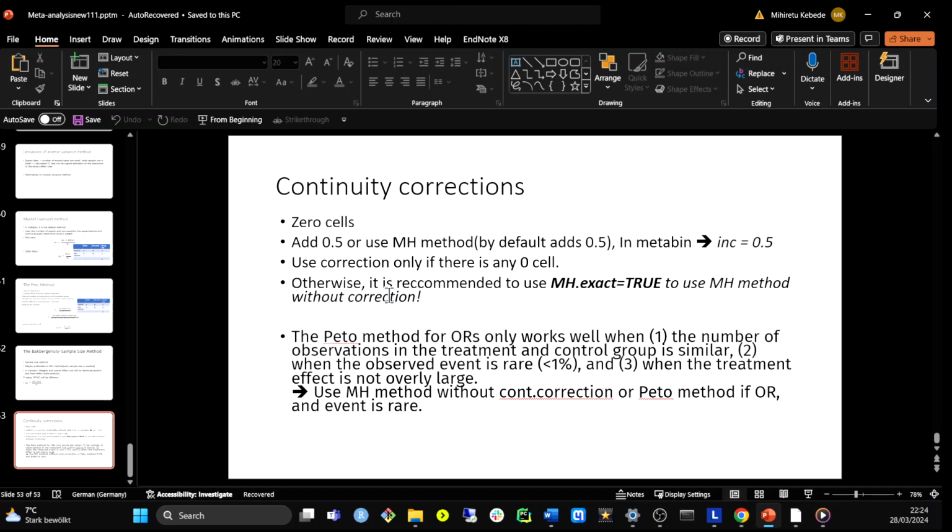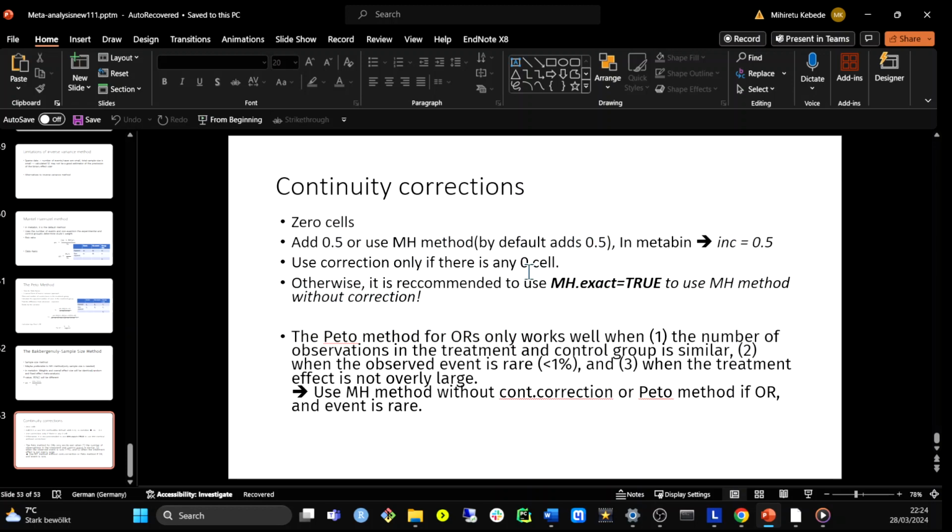Anyway, sometimes you may have a rare disease and you may have zero events. So in this case, if you have 0 events, the odds ratio calculation will be in trouble, because you will have 0 in the denominator, then the odds ratio calculation will not work. In that case, you have to use continuity correction, and you add 0.5.